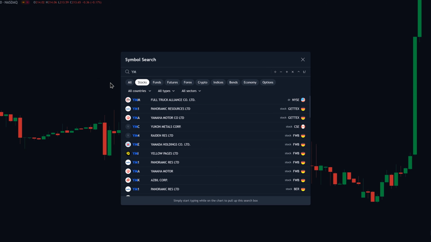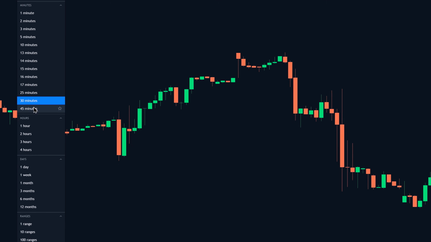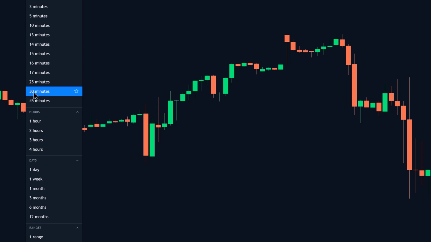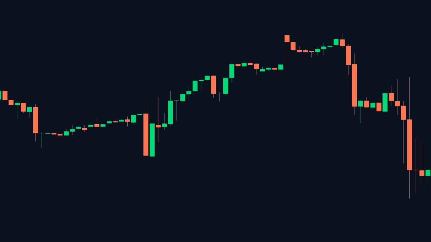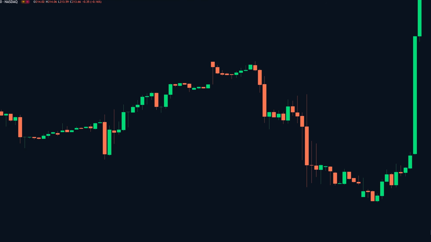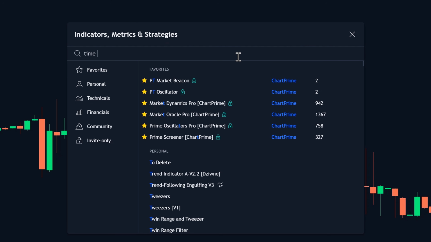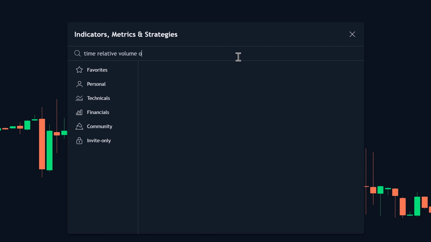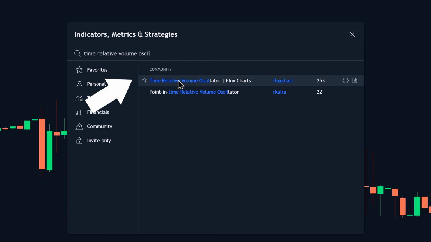The time frame should be lower time frames, so 30 minutes or under. For me, I'm going to be using the 30-minute time frame of Apple. After that, click on Indicators and type in Time Relative Volume Oscillator. This one by Flux Charts.